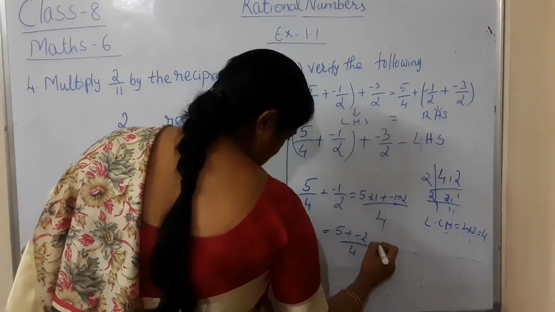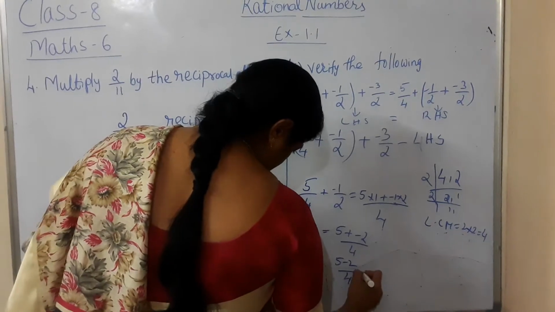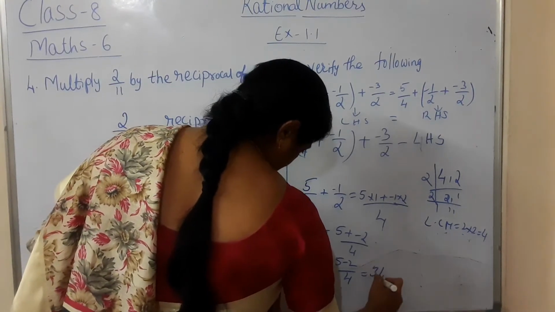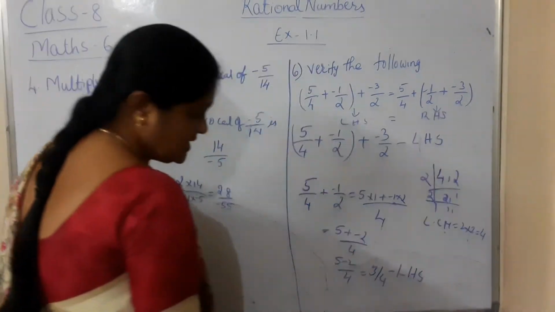So plus into minus is minus. 5 minus 2 by 4 is how much? 3 by 4. So our LHS is 3 by 4.